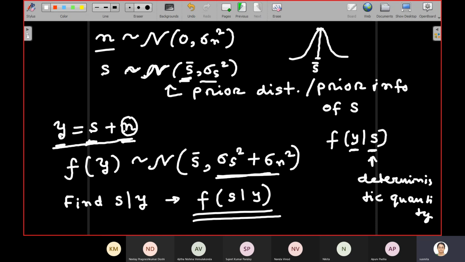Now let's look at this equation. S is a given quantity, it's a deterministic quantity. With that information, we want to find this PDF. But this PDF is not the same as this one, because in this case, we do not assume that S is given. S is a deterministic quantity.